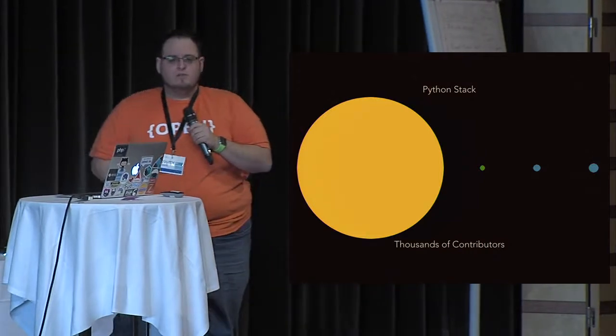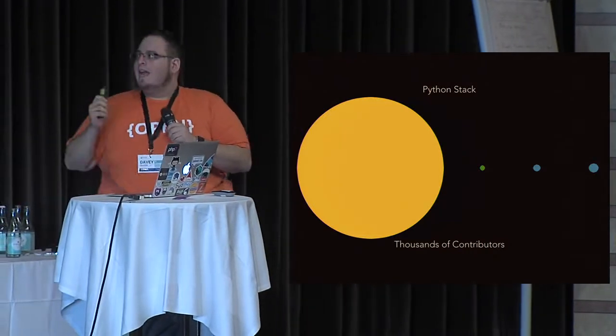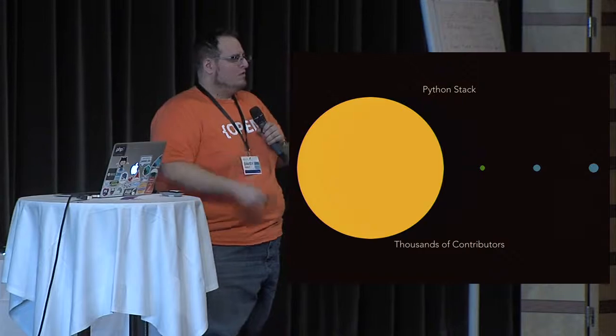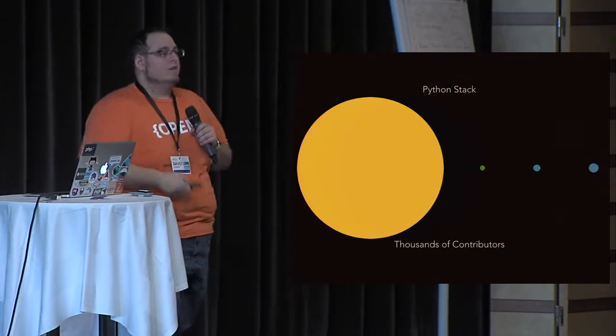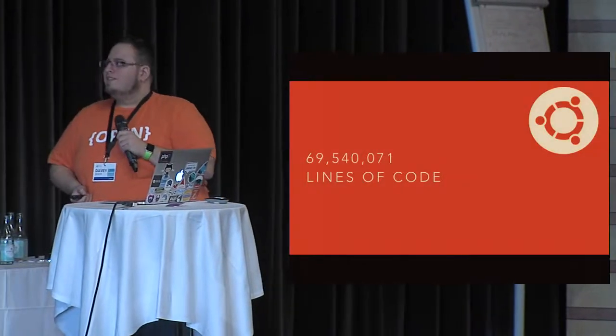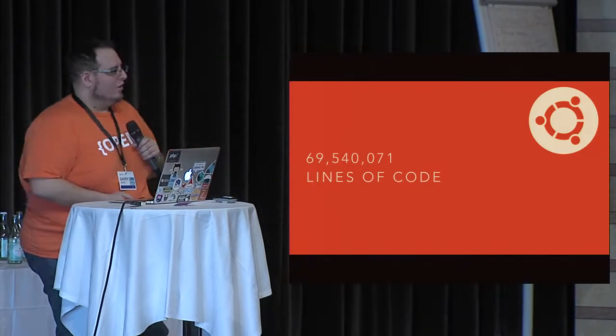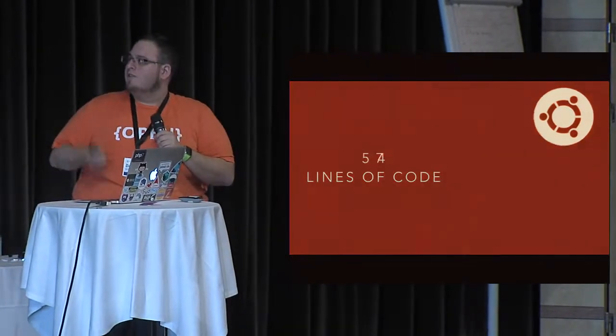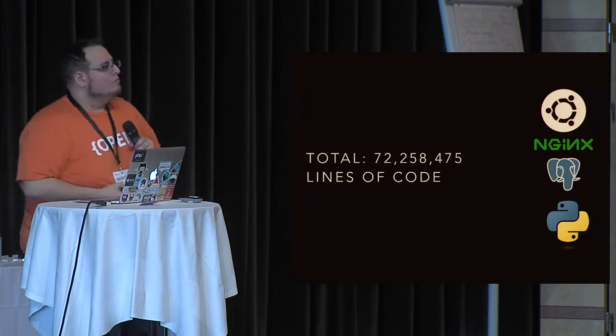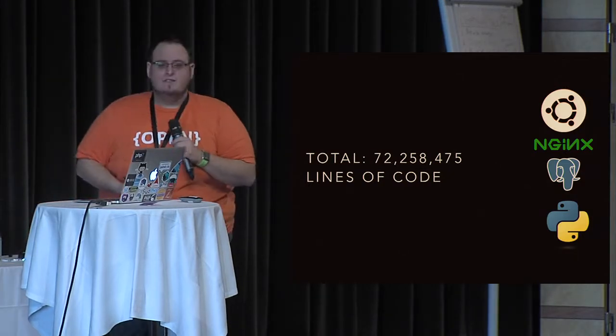I grabbed an Ubuntu server release, and I grabbed every single source package for what's installed by default and counted all the lines of code in those. And you end up with 69.5 million lines of code, which means with the stack, you're looking at over 72 million lines of code. That's a lot, right?